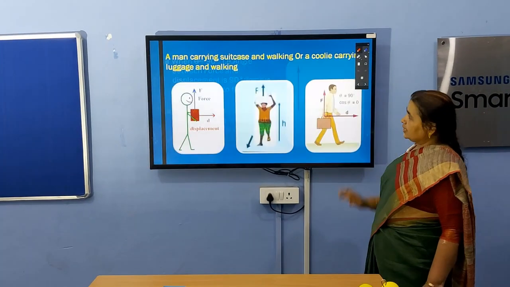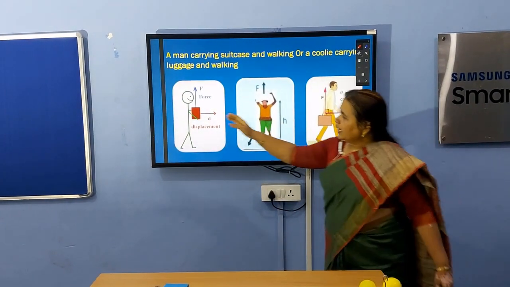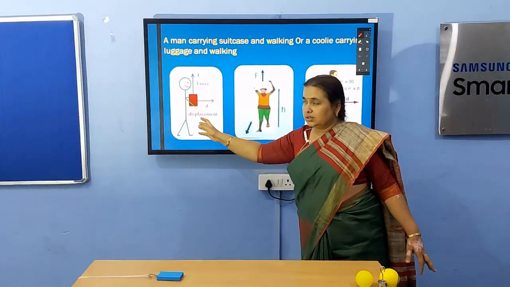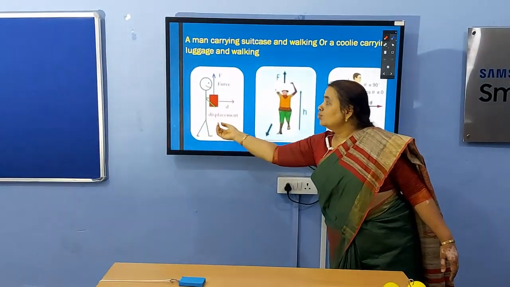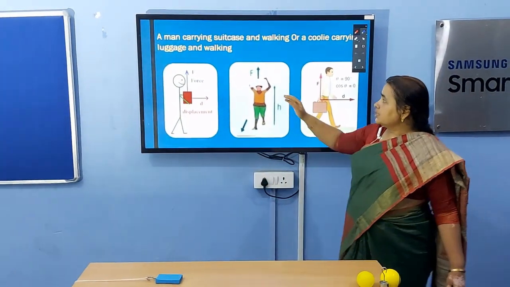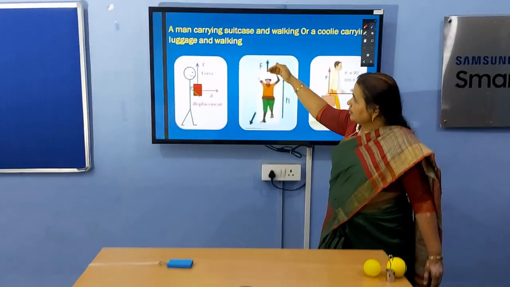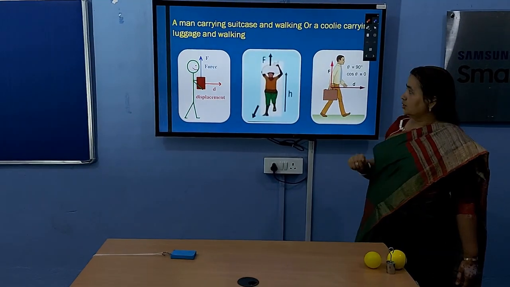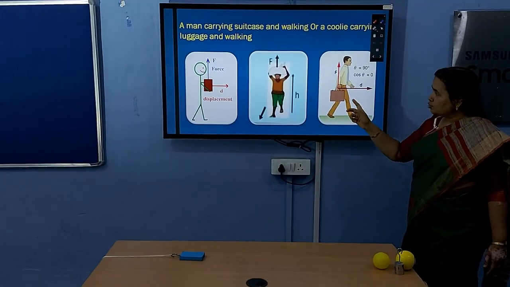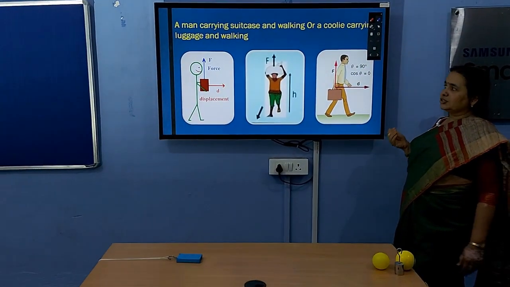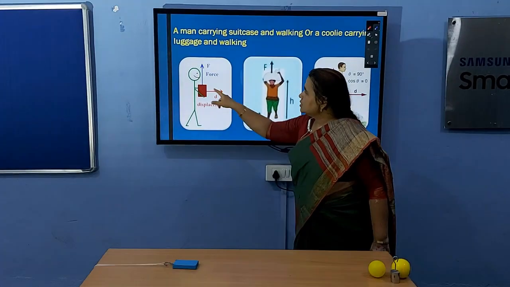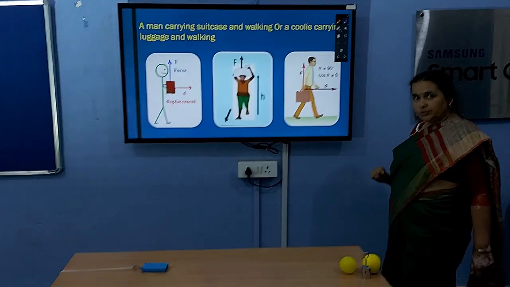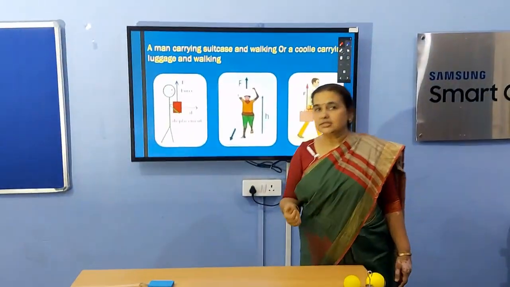Let us see one more example. In every case, the person is holding the luggage or the box or the books in his hands and moving ahead in the forward direction. This coolie is carrying luggage on his head and moving in the forward direction. This man is carrying a suitcase and again moving in the forward direction. In each case, the force and displacement are perpendicular to each other, and due to this condition, work done is again 0.